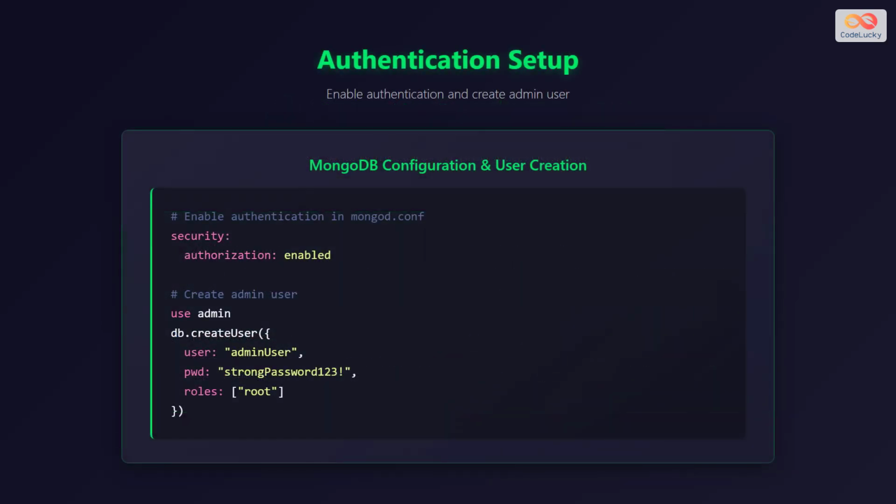Let's dive into Authentication Setup. Enable authentication and create an admin user. The code shows how to enable authentication in the MongoDB configuration file, that is mongod.conf, by setting authorization to enabled under the security section. It also demonstrates how to create an admin user with the username adminUser, a strong password which is strongPassword123!, and the root role using the db.createUser method in the MongoDB shell.